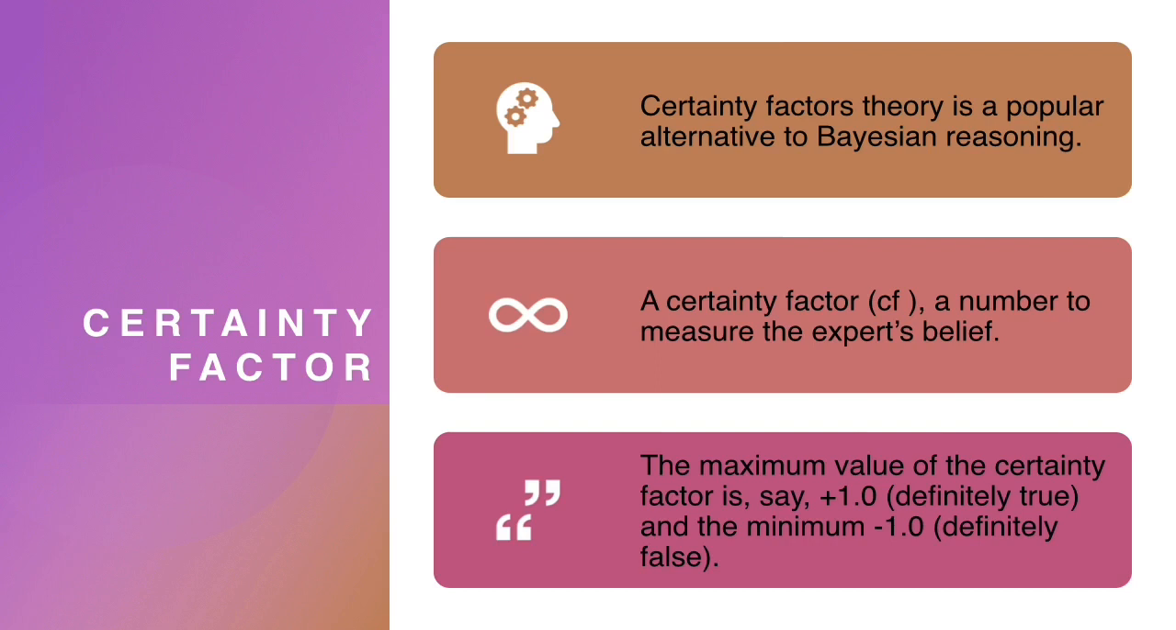The maximum value of certainty factor, or CF, will be positive 1. This means it is definitely true. And the minimum value is negative 1, which means it's definitely false.